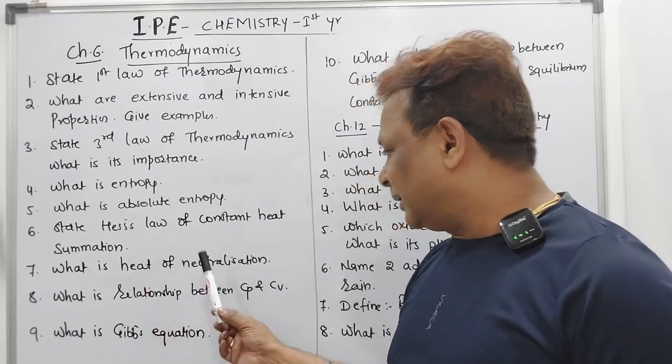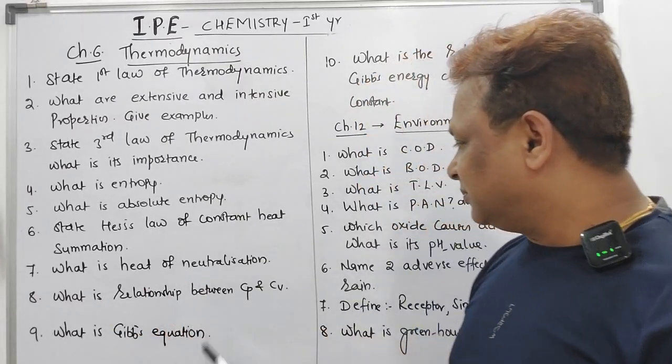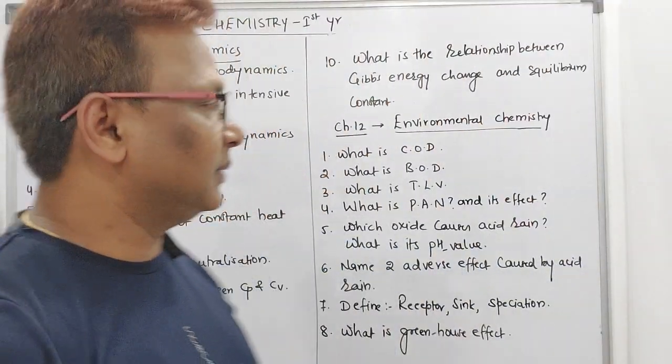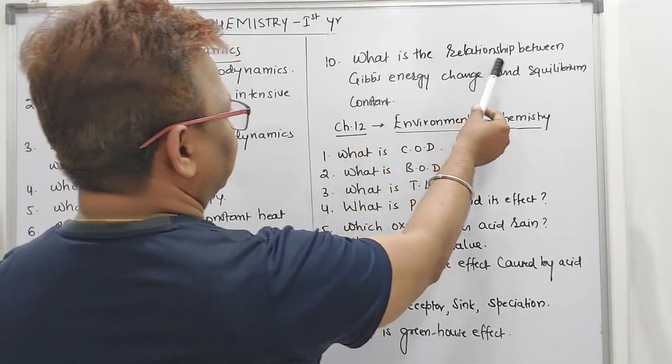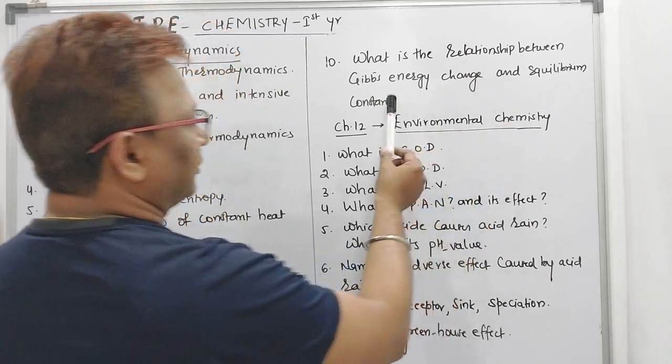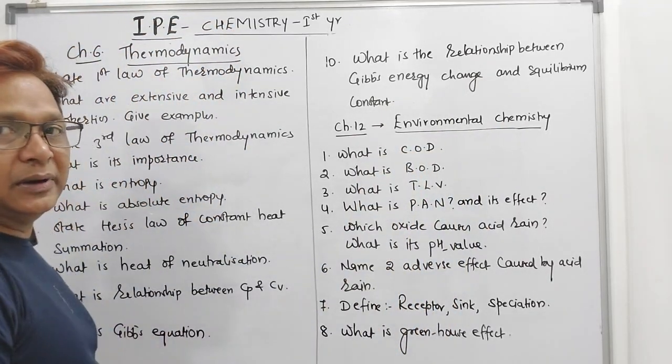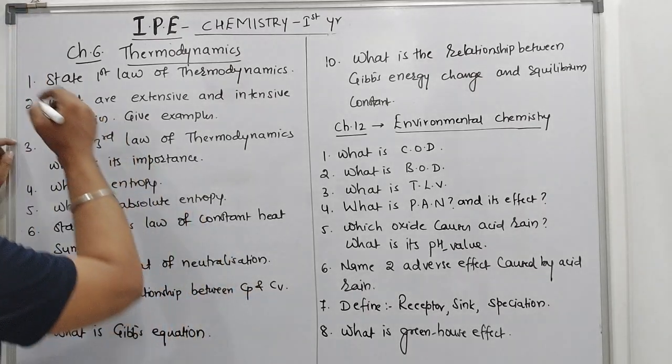What is heat of neutralization? What is the relationship between Cp and Cv? What is the Gibbs equation? What is the relationship between the Gibbs energy change and the equilibrium constant? And some important questions from environmental chemistry. But in this chapter, these are the 3 star questions.